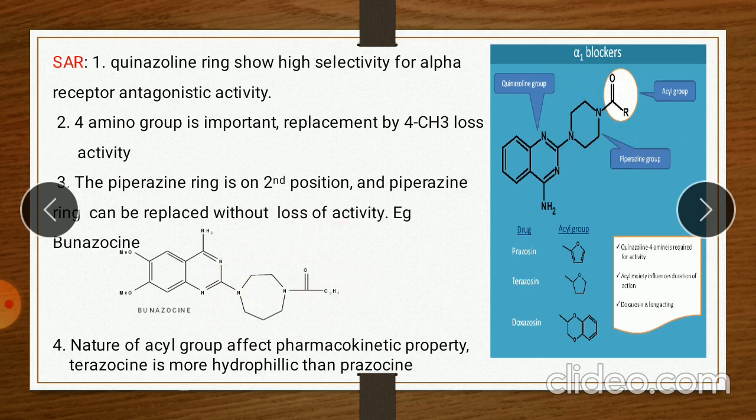Then fourth point, nature of the acyl group. Acyl group means this one, R and CO. The acyl group affects the pharmacokinetic property. Terazosin is more hydrophilic than prazosin. In terazosin, R equals tetrahydrofuran. In case of prazosin, R equals furan. But terazosin is more water soluble because tetrahydrofuran is a hydrophilic group. Therefore, it is more water soluble as compared to prazosin. So this is about the SAR of alpha blockers.